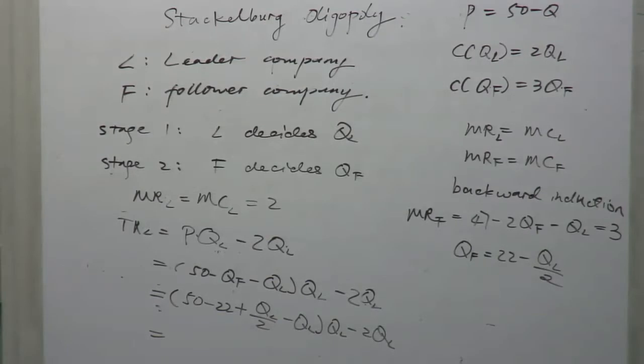On the answer? Yeah. 26 QL minus 1.5 QL squared. Okay, I asked a different question, but that's okay. Just kidding then.